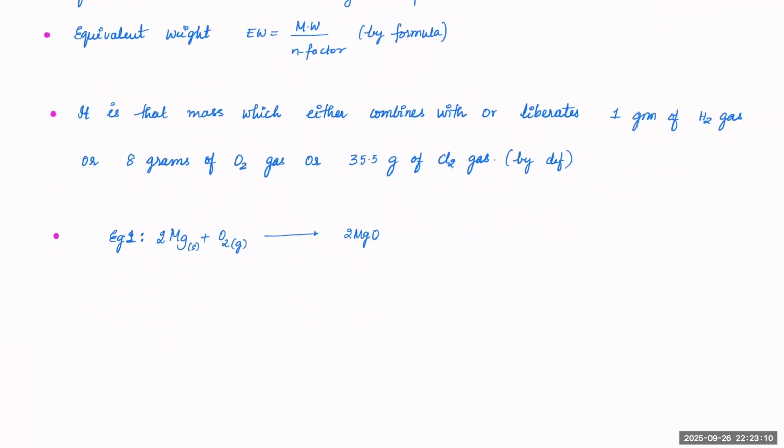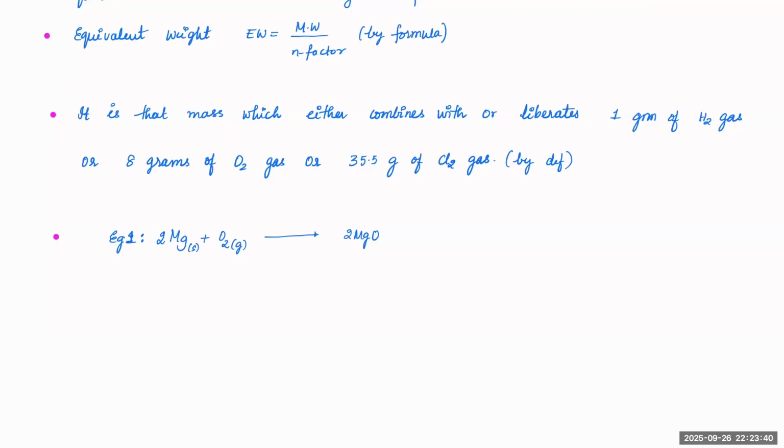How do we define that? See, it depends upon the basic definition of equivalence. You know what the basic definition is? It is the mass which either combines with or liberates, either combines or liberates, 1 gram of hydrogen gas or 8 grams of oxygen gas or 35.5 grams of chlorine gas. This is by definition.